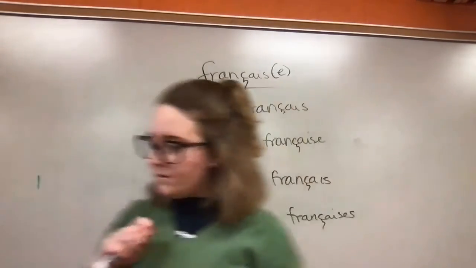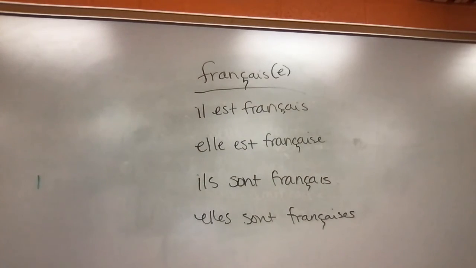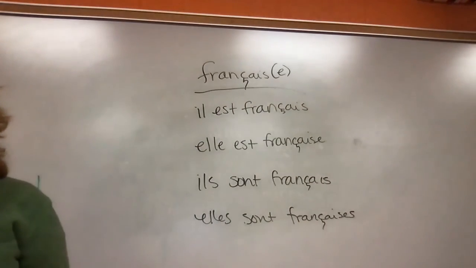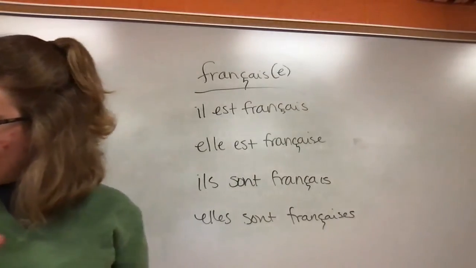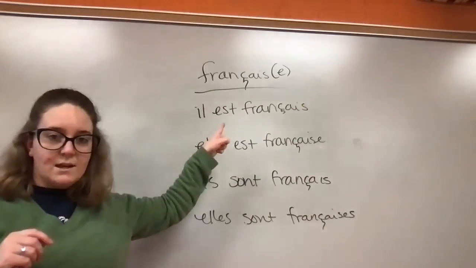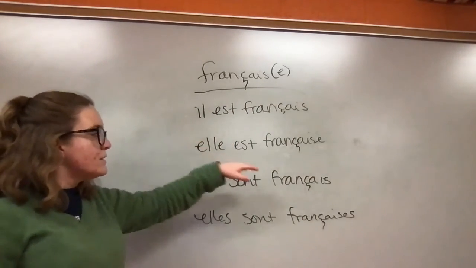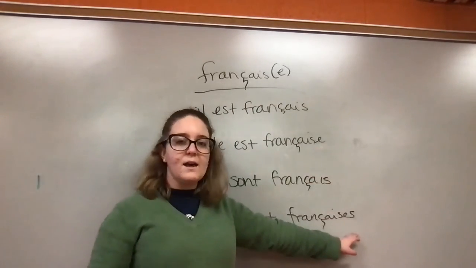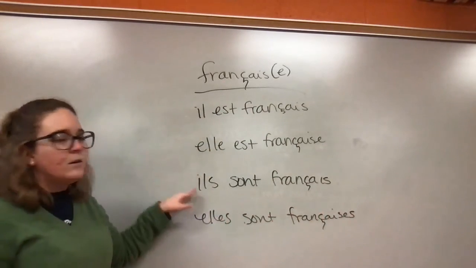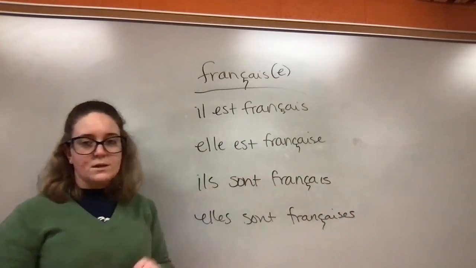Your book gives you also Québécois, Sénégalais, Japonais. Those are some examples that also follow this rule because they end in S in the masculine form. Okay, for all the other ones, you still follow the same pattern, adding an E, adding an ES for the feminine plural, but for the masculine, that is the one that is not going to change when it ends in an S, like this one does.